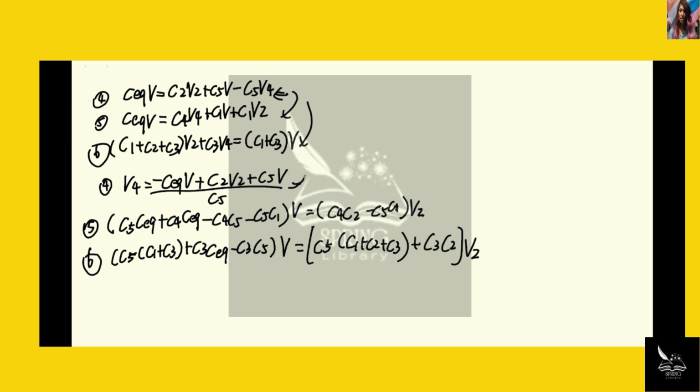So what you should do is try to plug in V4 into equations 5 and 6 and simplify it and see whether your form matches mine here. And I grouped them by V and V2 because for the last step, what we want to do is eliminate the variable V2 so that we only get the equation of the C1 to C5, C equivalent, and V. So that is the goal.